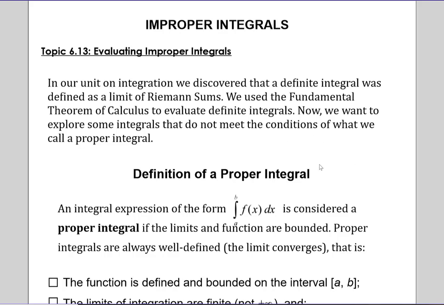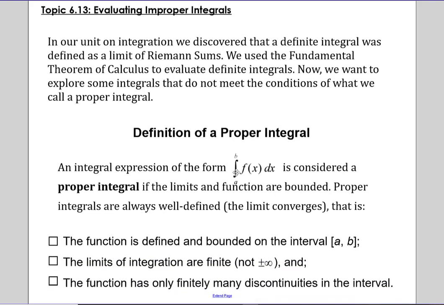Now we want to explore some integrals that don't meet the conditions of what we would normally call a proper integral. An integral expression in this form, the integral from a to b of some function f of x dx, is considered a proper integral if the limits and the function are bounded. Proper integrals are always well defined. The limit would converge.